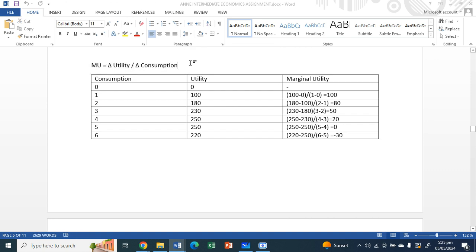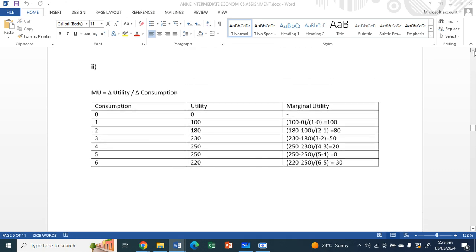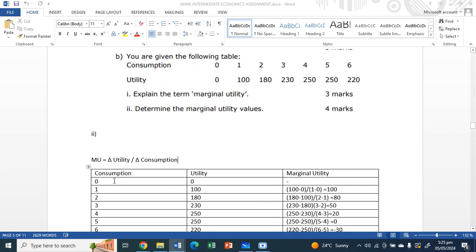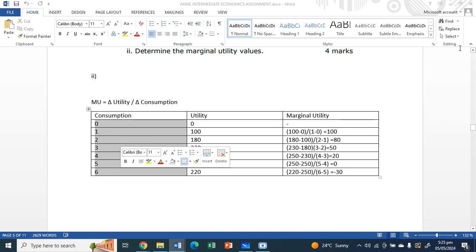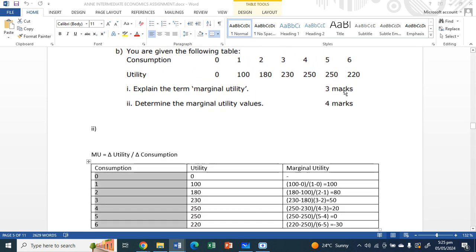So let me explain what happens here. First, in your table, you're going to list down the consumption from 0 to 6. And then you're going to write down the utilities from 0 to 220. Then you're going to make the third column for your marginal utility. So let me explain how we get the values for the marginal utility. When there's zero consumption, there's no satisfaction, so the utility is 0. So there is no marginal utility, so you leave it blank here.